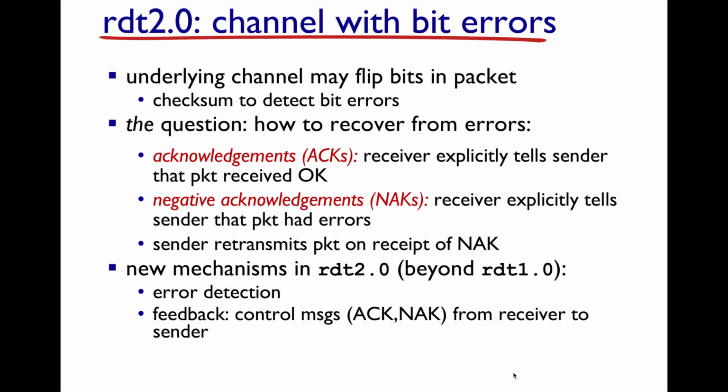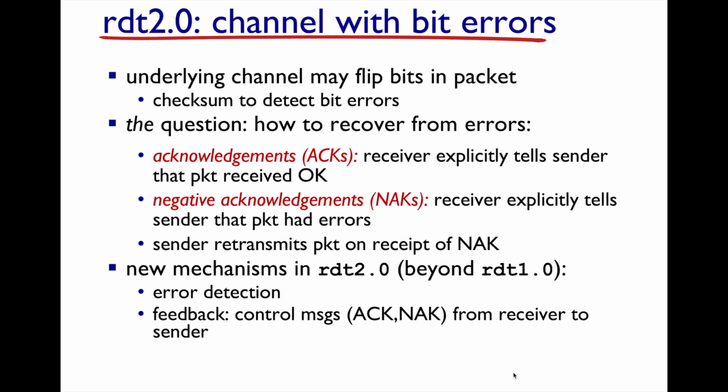So the receiver, when it sends an ACK, is like saying, uh-huh, okay, I understand what you're saying, right? When the receiver sends a NAK back to the sender, it's saying, can you repeat that? Beg your pardon? I didn't get that. You're breaking up, right? And so now we're going to add these two pieces of feedback, if you will.